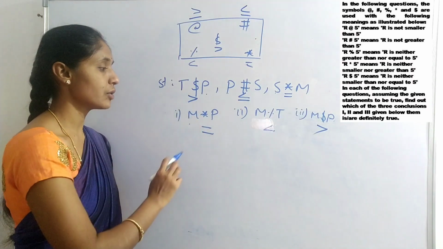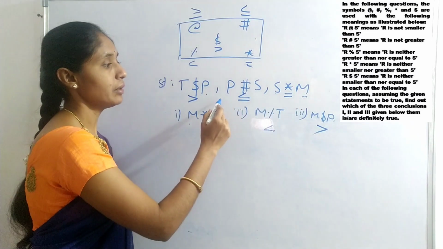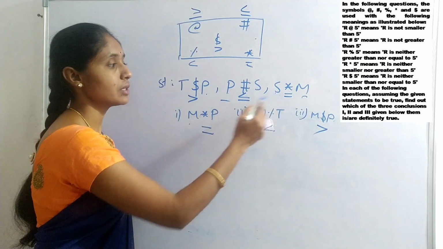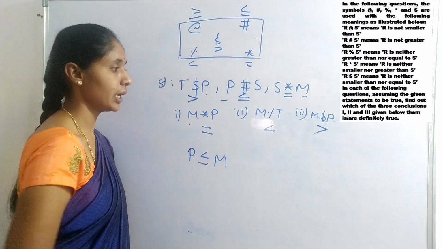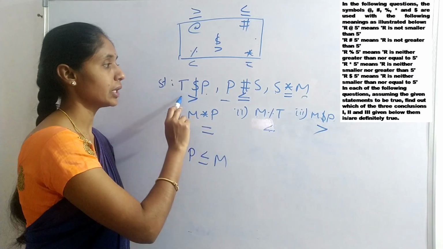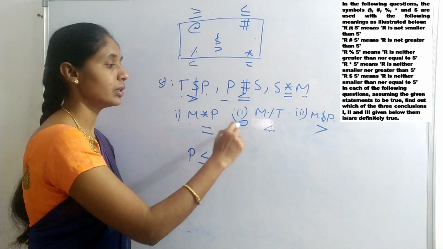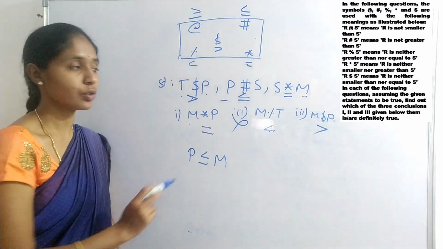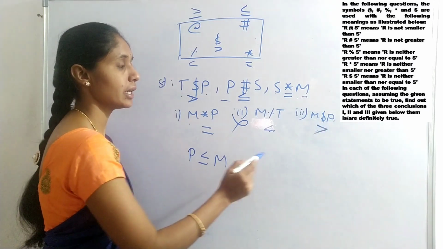Then first conclusion, M equals to P. Here M and P. So from this we can conclude P less than or equals to M. M less than T. T is here, M is here. Greater than, less than, so this option is eliminated. No relation we cannot establish. Then M greater than P.